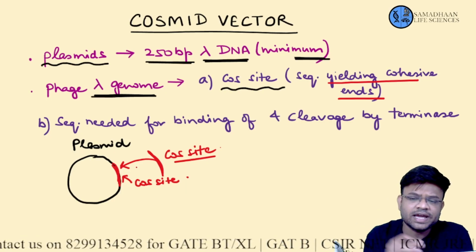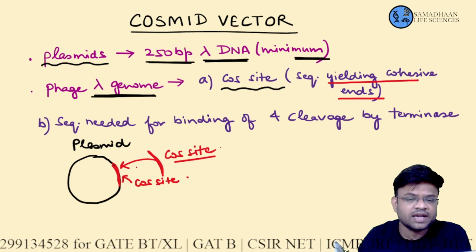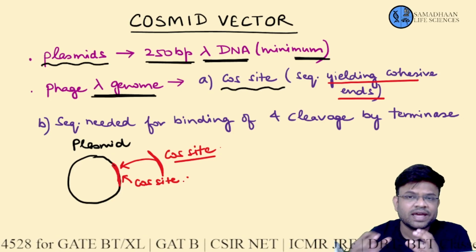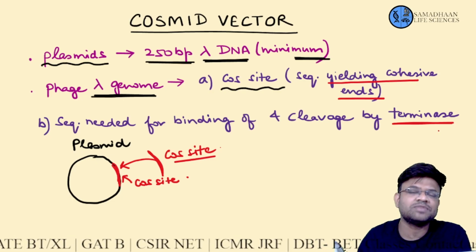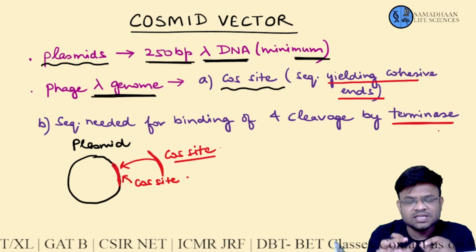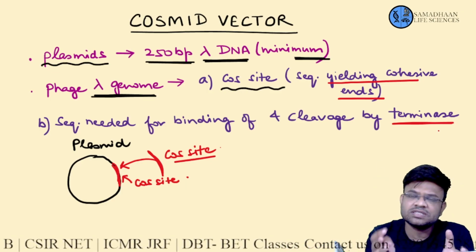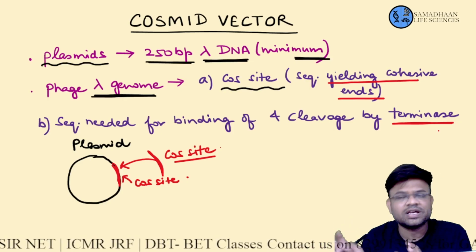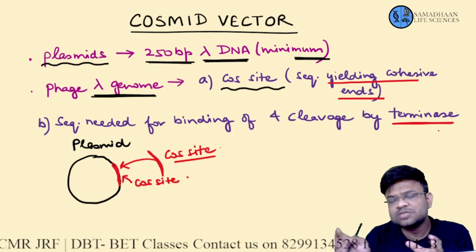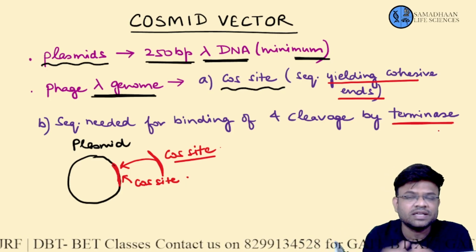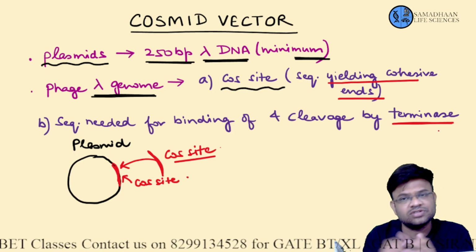So why is the cos site needed? As I have already told you, the cos site is a site wherein the enzyme called terminase, so you have to remember the name of the enzyme, the terminase enzyme, will be binding at the cos site and cleaving it. This is the feature of the enzyme terminase. Now where is this enzyme terminase present? The enzyme terminase is coded by the lambda phage genome.